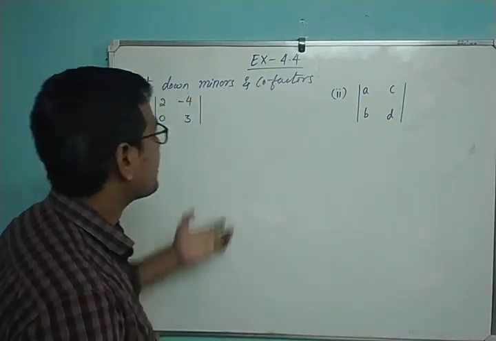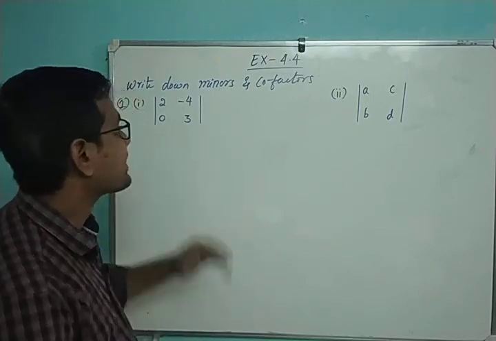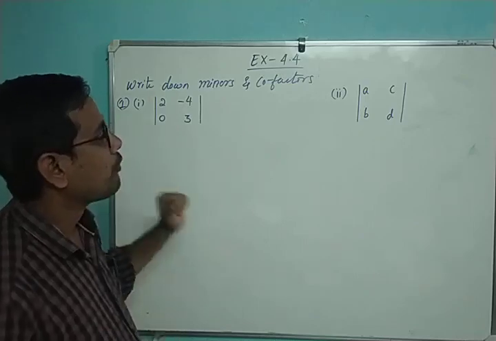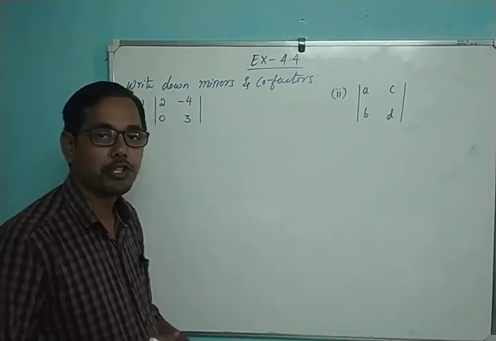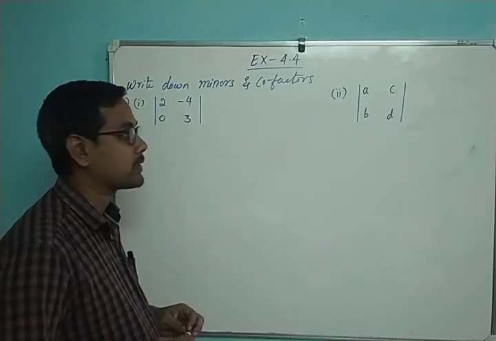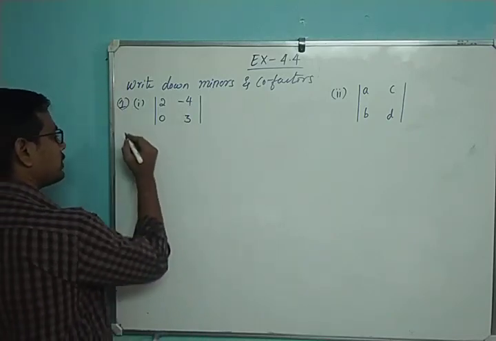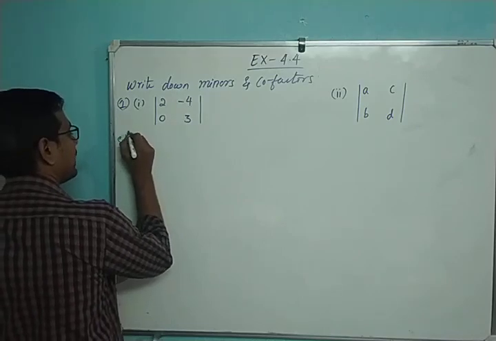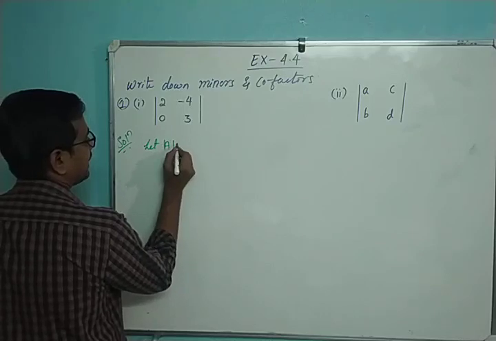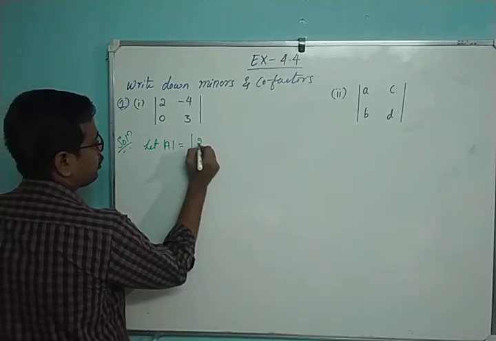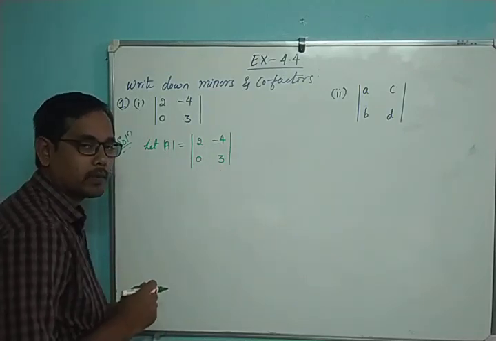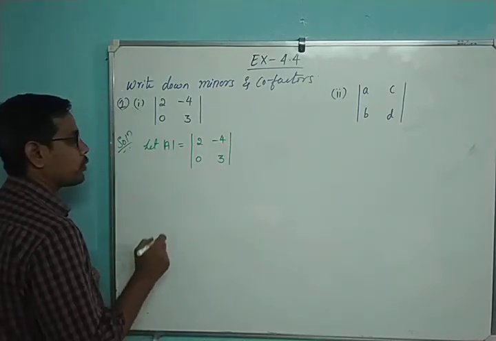Now let us start with exercise 4.4 and let's see how the problems can be solved. Write down minors and cofactors. The first question has two sub questions, so for both we should write minors and cofactors. Let's solve it separately. Let determinant A is equal to 2, minus 4, 0, 3.